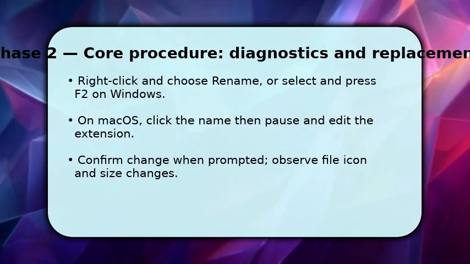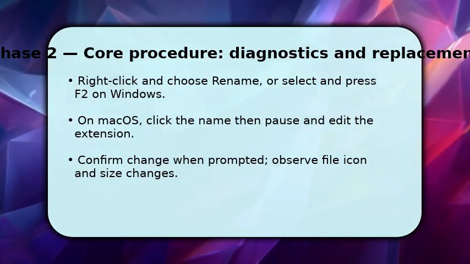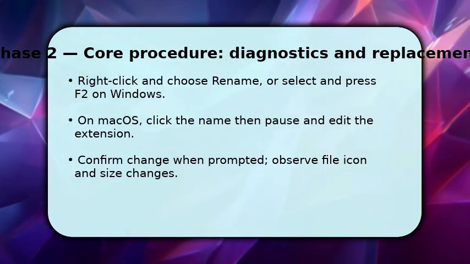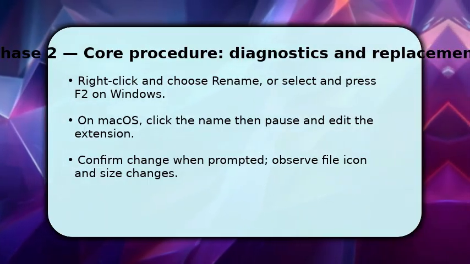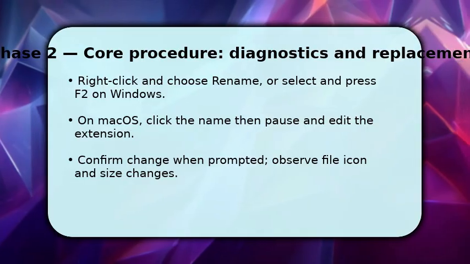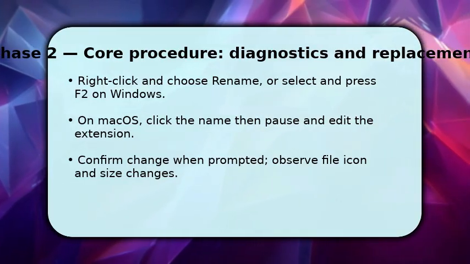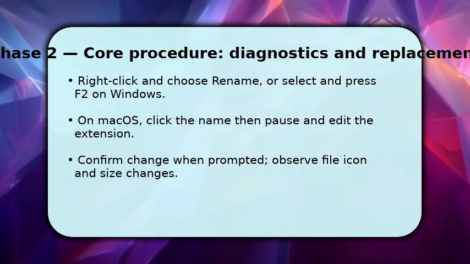Now you perform the actual rename step with care. You can right-click and choose Rename, or press F2 on Windows. On Mac OS, click the name and edit the suffix after the dot. Replace only the extension characters. Do not delete the dot or base name.